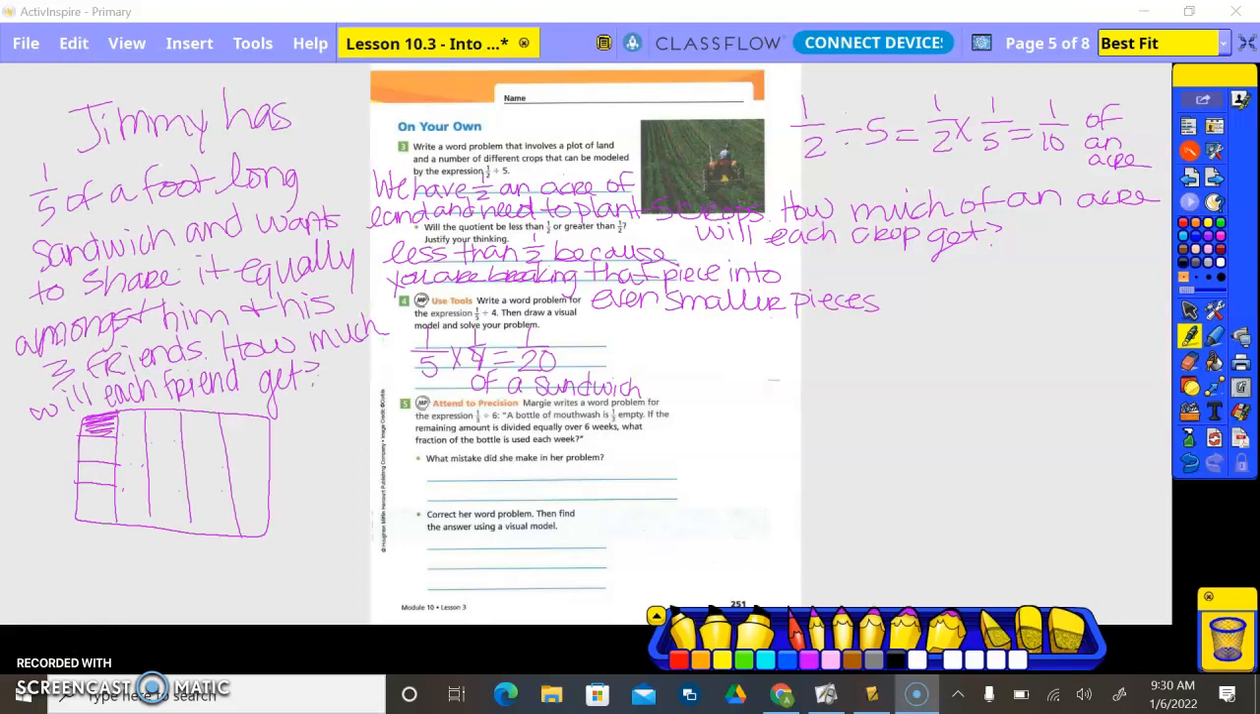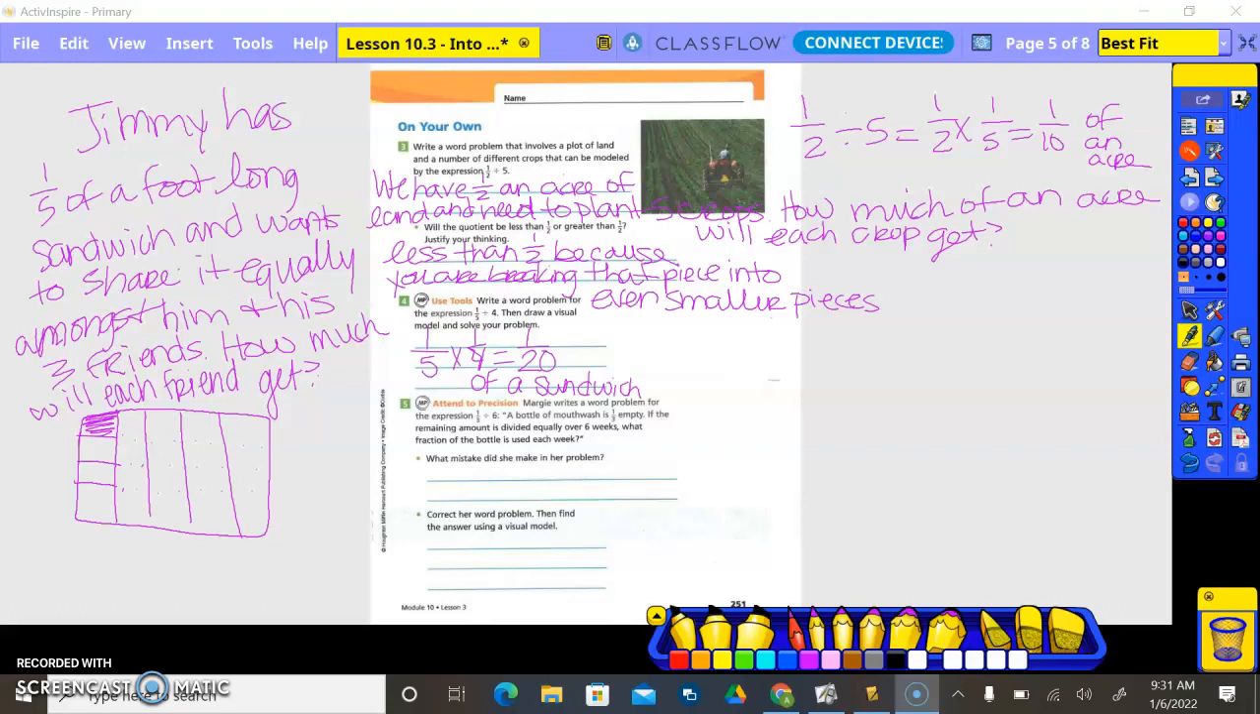Okay. Number 4, write a word problem for the expression 1/5 divided by 4. Then draw a visual model and solve your problem. So we came up with the word problem. Jimmy has 1/5 of a foot-long sandwich and wants to share it equally amongst him and his 3 friends. How much will each friend get? So we drew our big picture, broke it into fifths, and then broke one of those fifths into 4 pieces, and then got 1/20th of the sandwich.